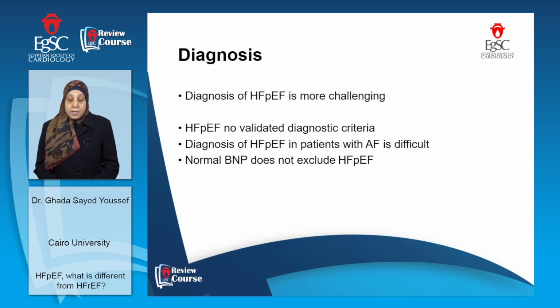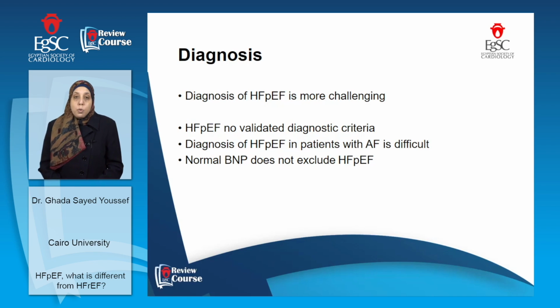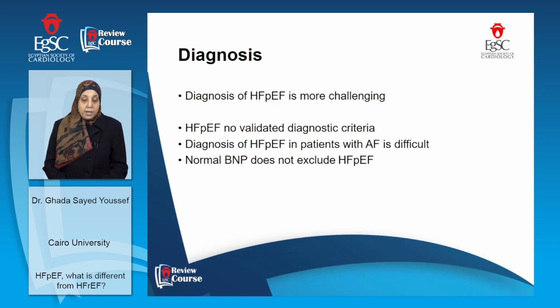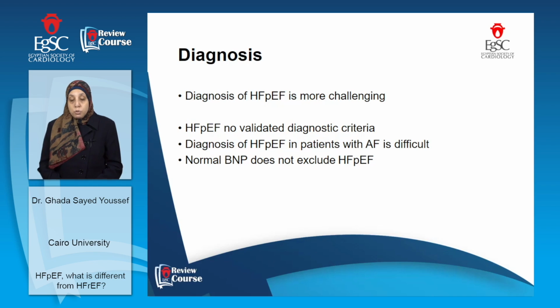But when comparing heart failure with preserved ejection fraction versus heart failure with reduced ejection fraction, we can find that diagnosis of heart failure with reduced ejection fraction is straightforward. You just find reduced ejection fraction in echocardiography, then the diagnosis is made. While in cases with heart failure with preserved ejection fraction, the diagnosis is more challenging because there are no validated diagnostic criteria of HFpEF. Also, the diagnosis in patients with atrial fibrillation, which is a common association in HFpEF patients, is difficult, and because sometimes patients with HFpEF have normal natriuretic peptide.